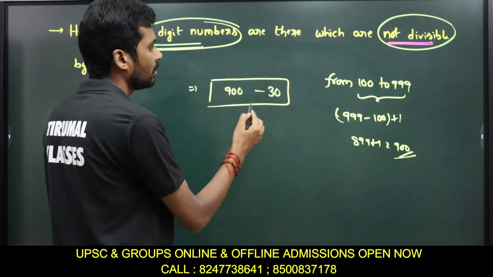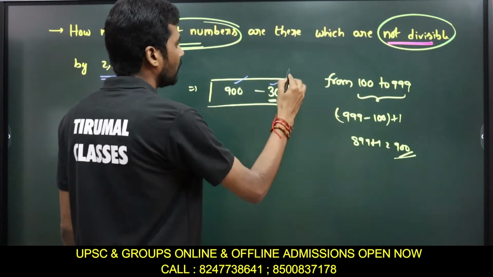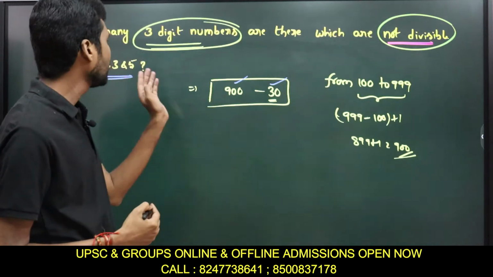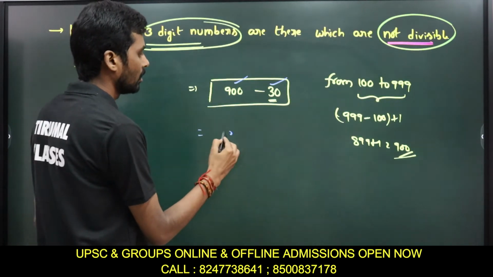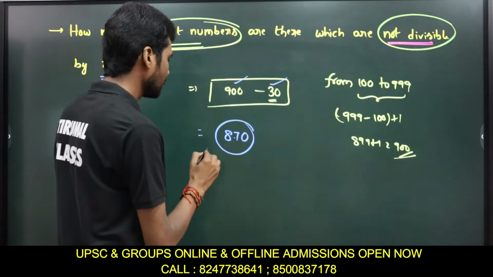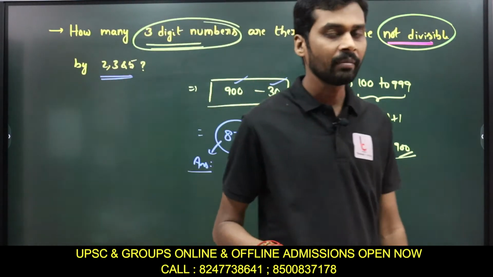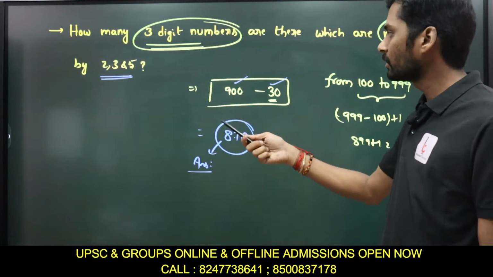Out of these 900 numbers, 30 numbers are divisible by 2, 3, 5. So the remaining value is what? 870. The remaining value is 870. So the answer is 870. So how many numbers are not divisible by a particular number? This is the procedure.